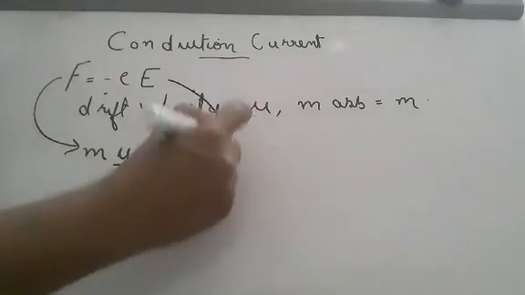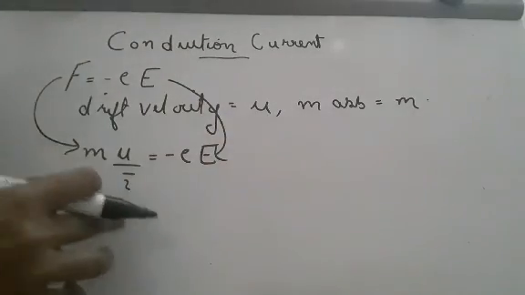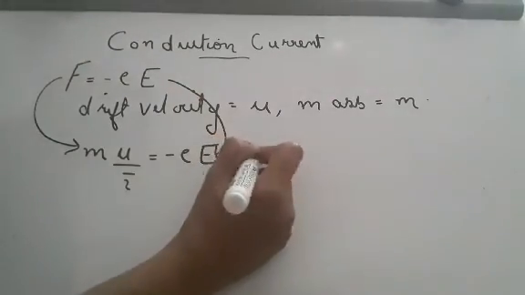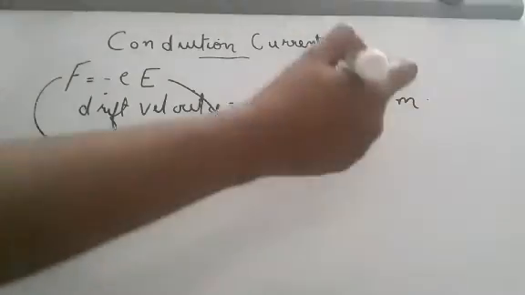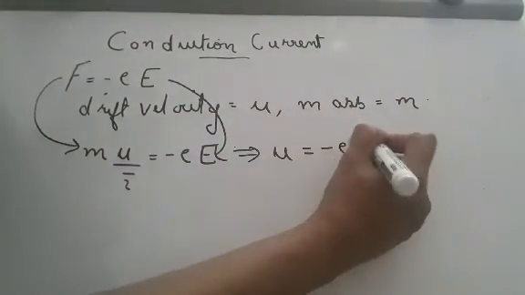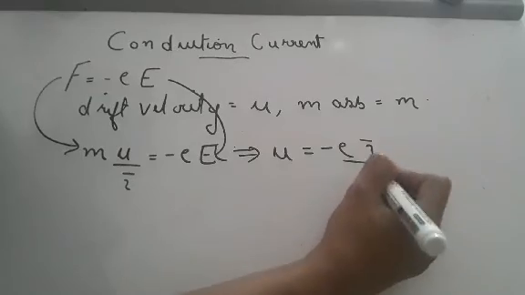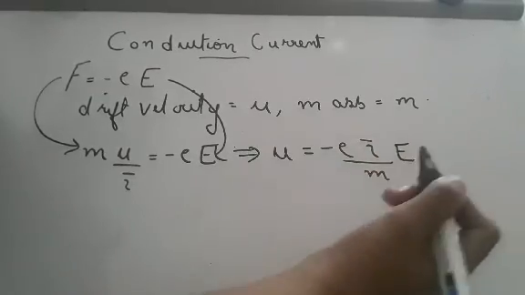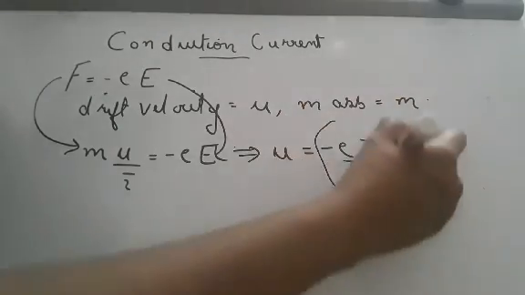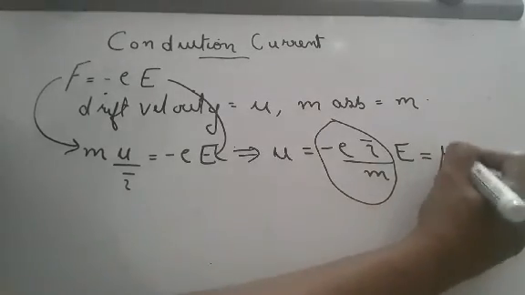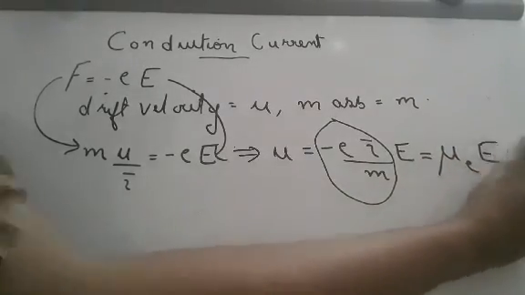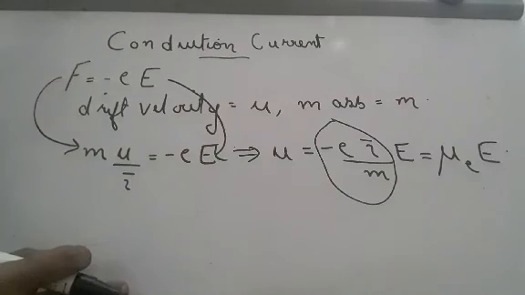So from this we can get an equation for the drift velocity. U is equal to minus e tau by m E. And we call this constant the mobility of the electron, which is represented by mu e. So U is mu e into E, where mu e is the mobility of the electron.